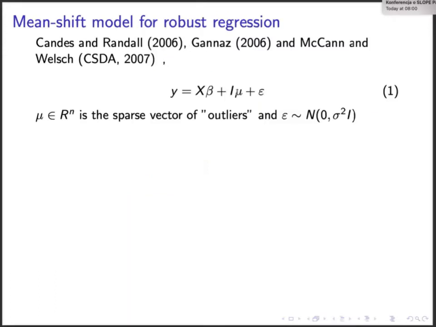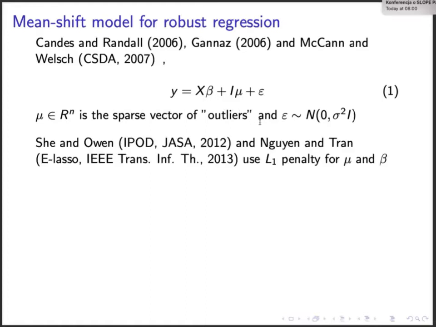In this robust version, you basically say that in your data you might have some outliers. And these outliers we are modeling by using the mean shift model. So as you can see, we add here the identity matrix multiplied by the mu vector, and this mu vector is sparse. So for some of our observations, we may see some deviation from the normal model.